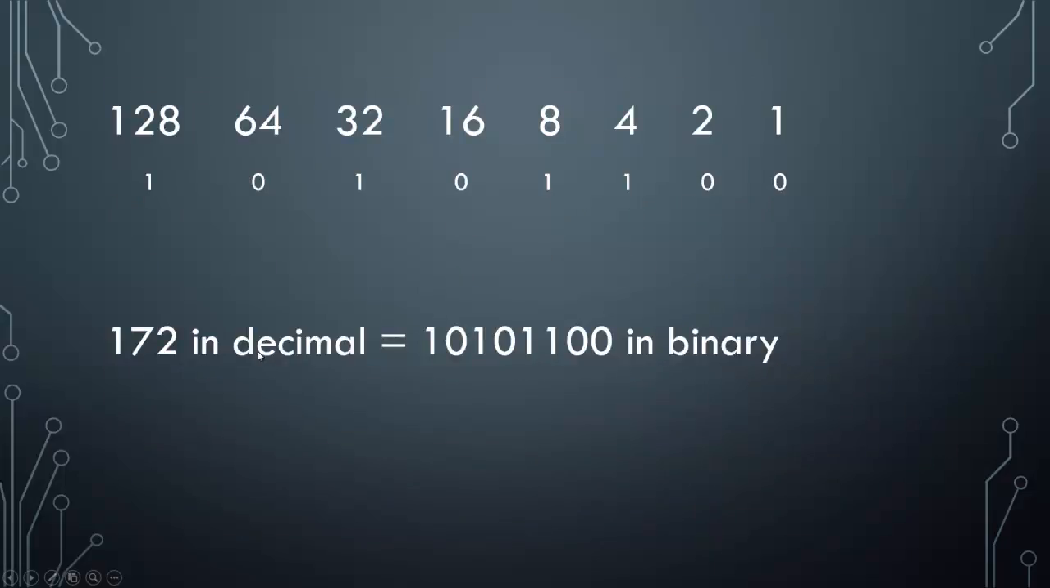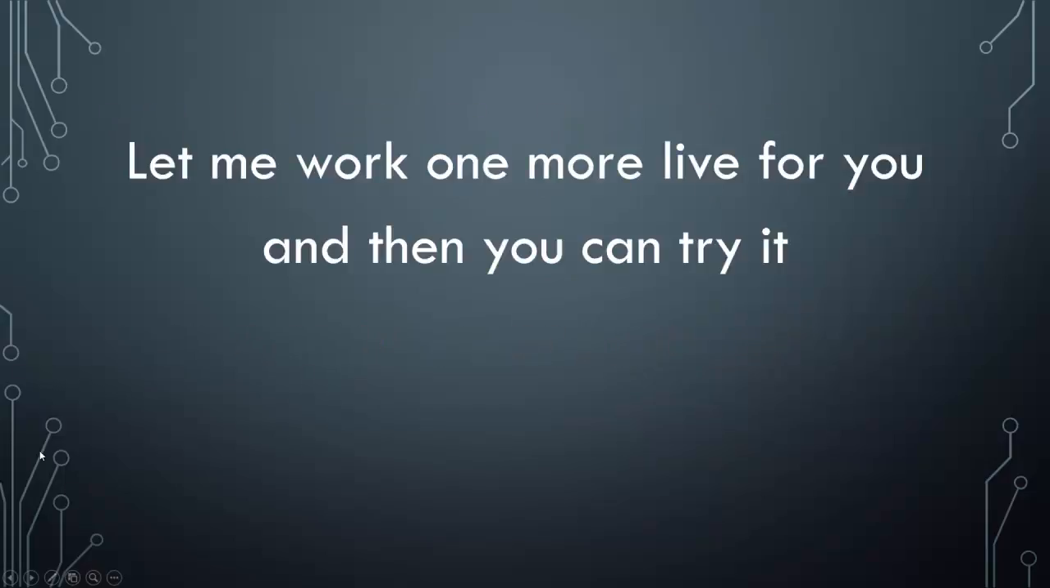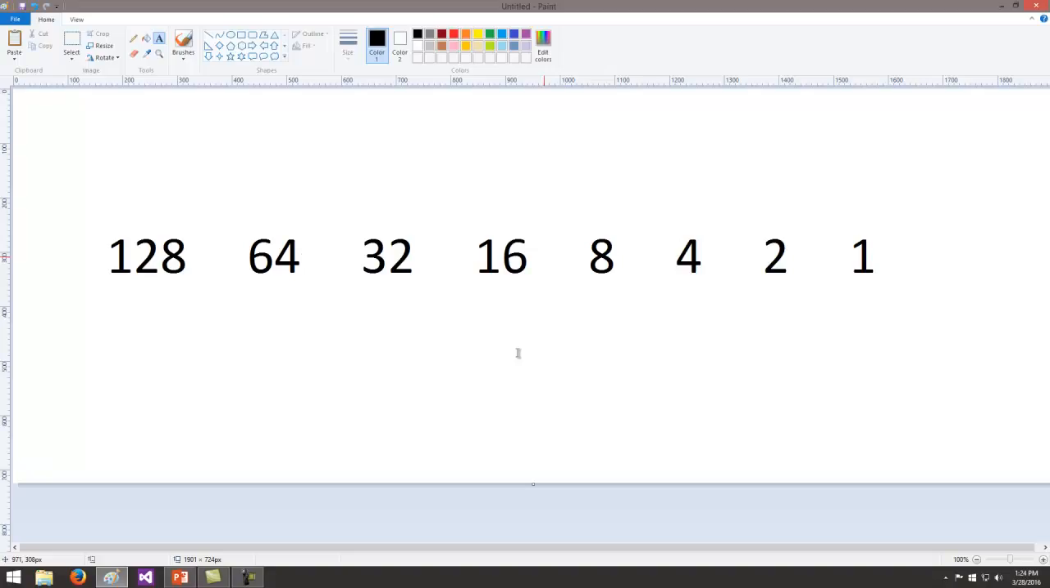So 172 in decimal is 10101100 in binary. Now, it's a lot harder to show this on the slide, so let me convert this live for you. Alright, so here I have my number line. So now let's convert some numbers.